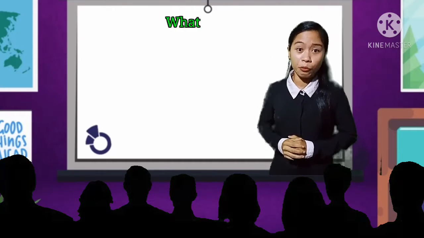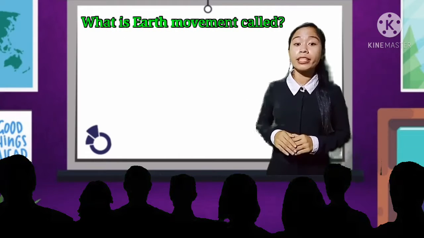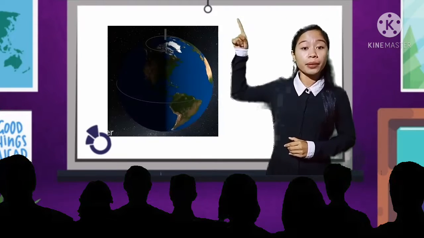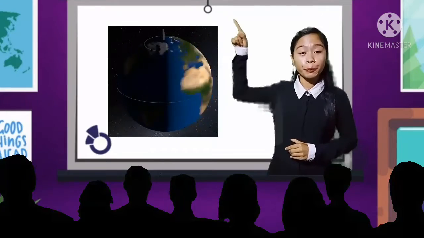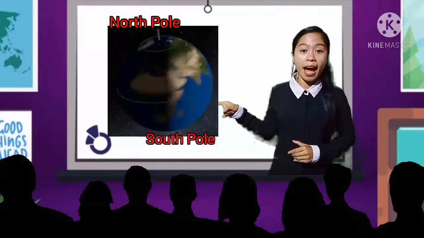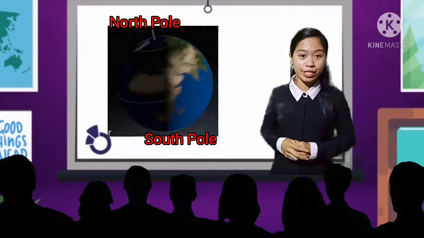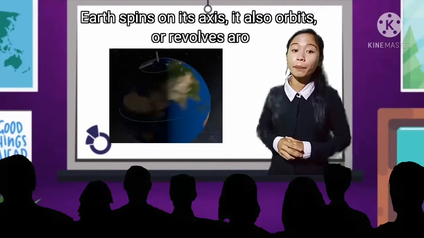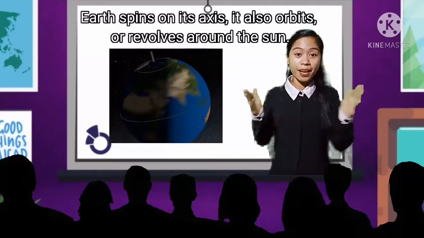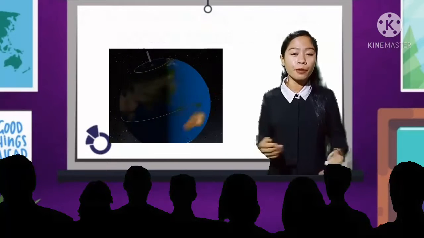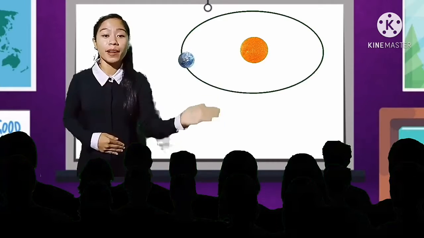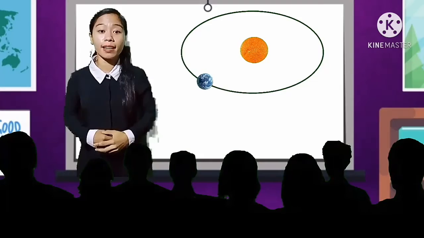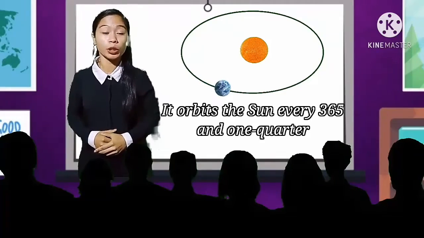First, what is Earth movement called? Earth spins around its axis just like a top spins around its spindle. The axis is an imaginary line that extends from the North Pole to the South Pole. This movement is called rotation. At the same time that the Earth spins on its axis, it also orbits, or revolves, around the sun. This movement is called revolution. Earth revolves around our innermost source of energy, which is the sun. It orbits the sun every 365 and 1/4 days.